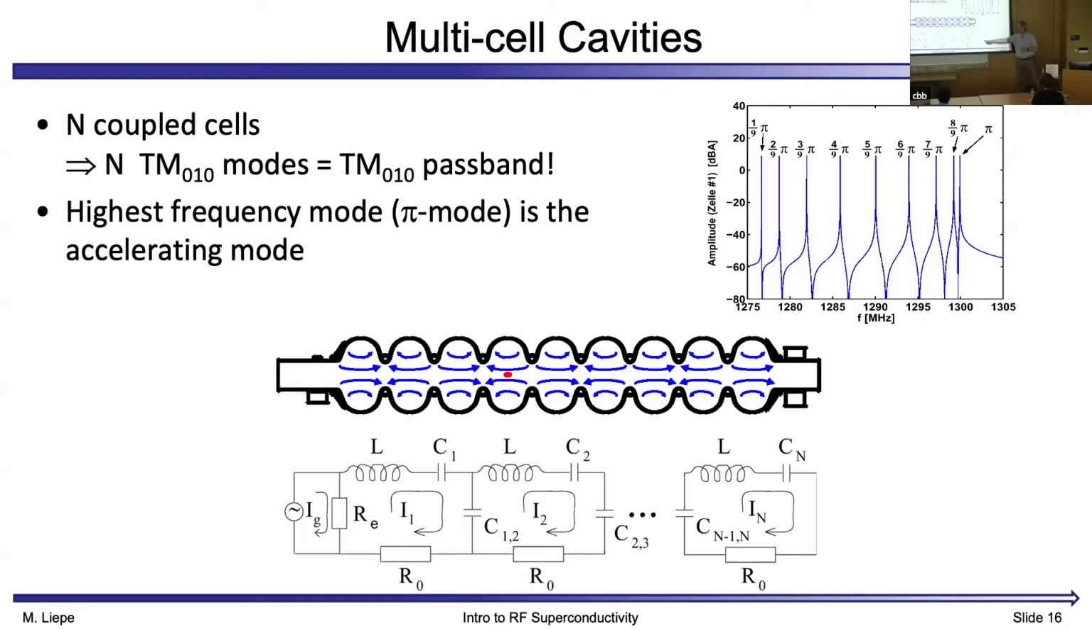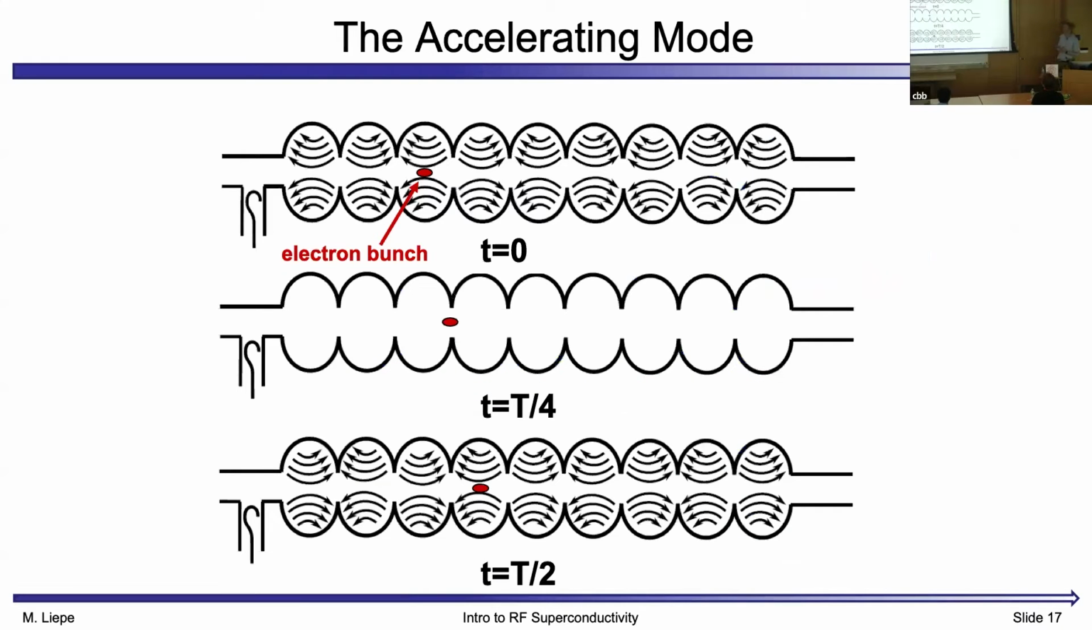You can model that with coupled LC circuits. So when the beam goes through that, the field oscillates, and if everything works as it's supposed to, you can see how the bunch goes through the cavity. Each time it's in the middle of a cell, the field points in the same direction. So the bunches, the charged particles, get accelerated in each cell.